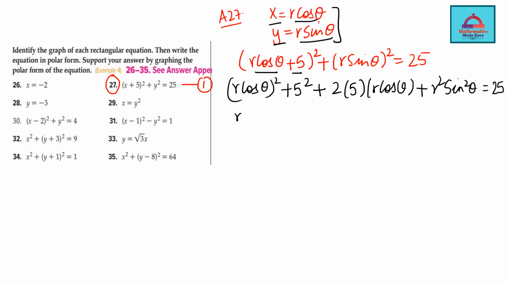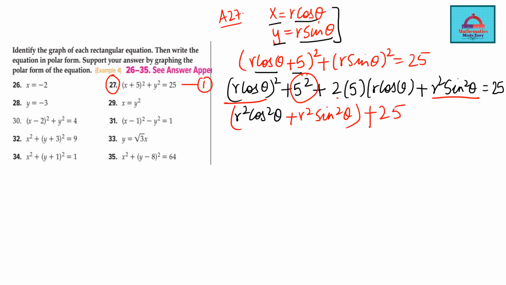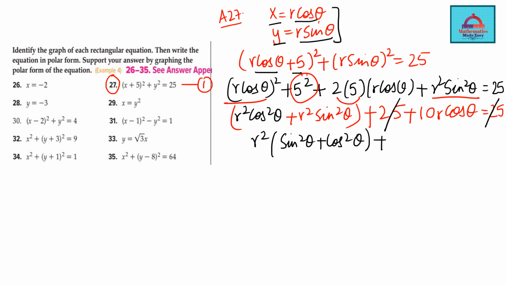Now r square cos square theta, and let me change color, this one and this one can be combined together. Yeah, because we are going to use our knowledge of trigonometry. So 5 square is 25, 2 with 5 is 10 r cos theta equal to 25. Now we'll do some simplification. First of all, 25 and 25 will cancel. Now r square will become common here. So sine square theta plus cos square theta, you know, is 1. So we are going to simplify this a little bit more.